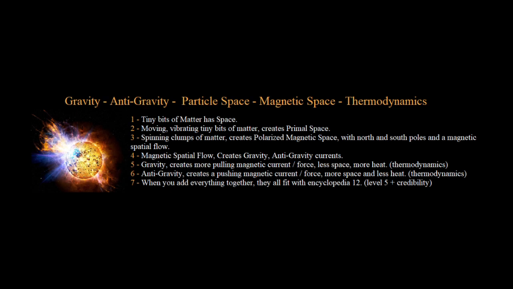Gravity, anti-gravity, particle space, magnetic space thermodynamics. 1. Tiny bits of matter has space. 2. Moving, vibrating tiny bits of matter, creates primal space. 3. Spinning clumps of matter, creates polarized magnetic space with north and south poles in a magnetic spatial flow. 4. Magnetic spatial flow, creates gravity, anti-gravity currents.